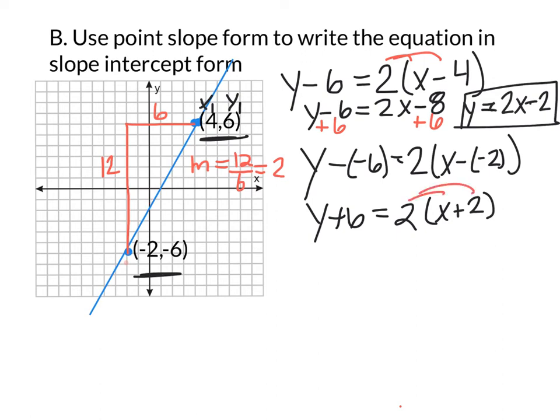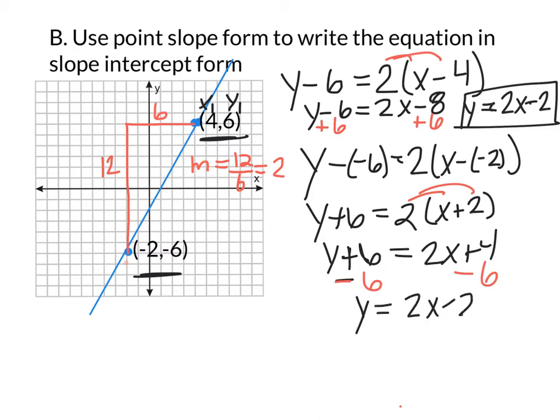Distribute the 2, we get y plus 6 plus 6 equals 2x plus 4. Subtract 6 to get y by itself, and y equals 2x minus 2. Same equation, but a different way to get there, so that is our line.